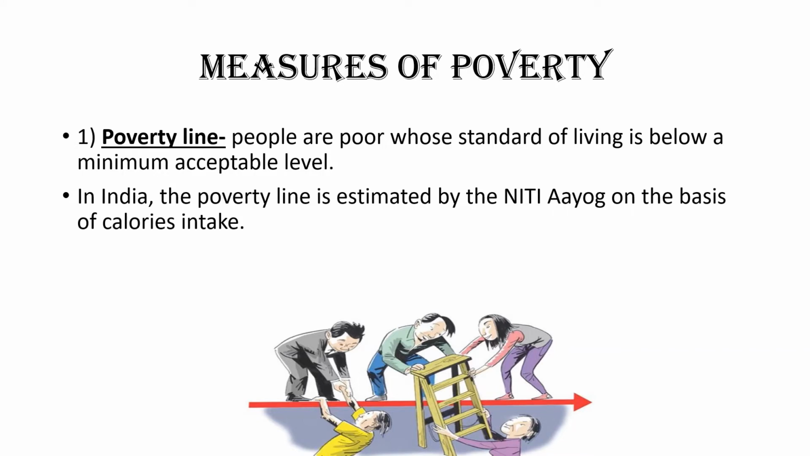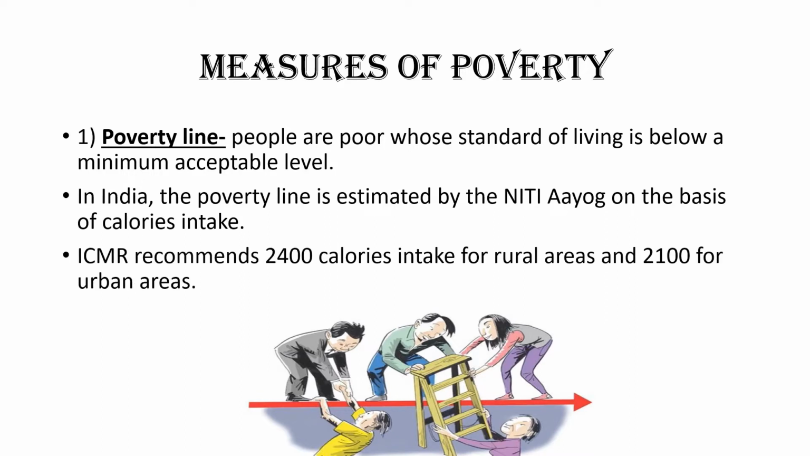Actually, in India, the Niti Aayog estimates poverty on the basis of calorie intake. The ICMR recommends 2400 calories intake for the rural areas and 2100 calories for the urban areas.